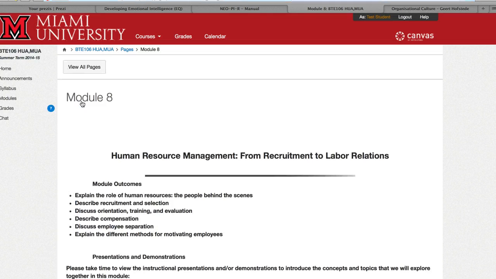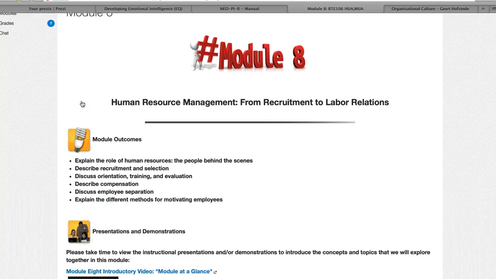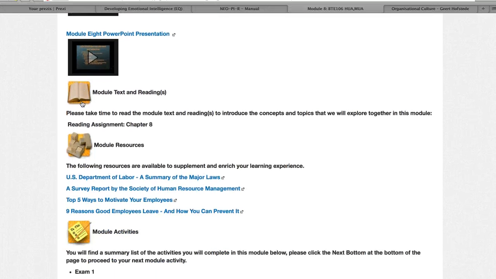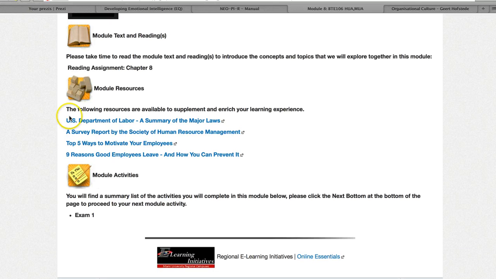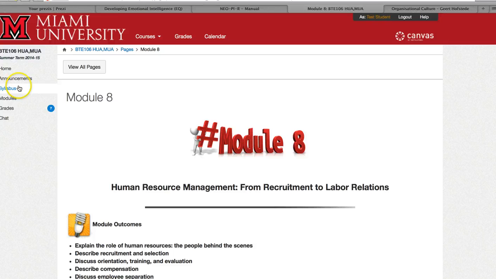Module 8. We're looking at human resource management. Module 7 is more about management in general, you know, planning, organizing, leading, that type of thing. And then we're getting into more HR, a more focused area of management. You have your module outcomes, module at a glance, PowerPoint presentation, of course your chapter readings, and then you have several examples, supplemental resources, and enrichment activity resources for you to review, and then your concrete module activities at the bottom.